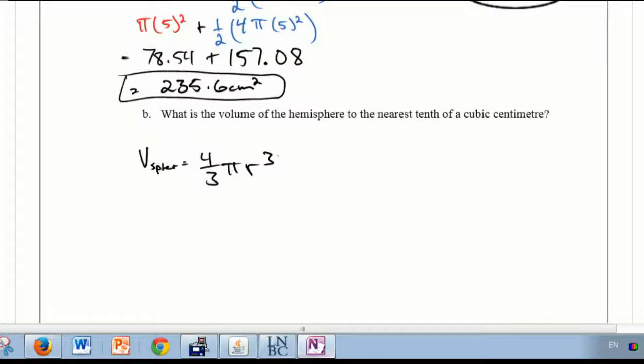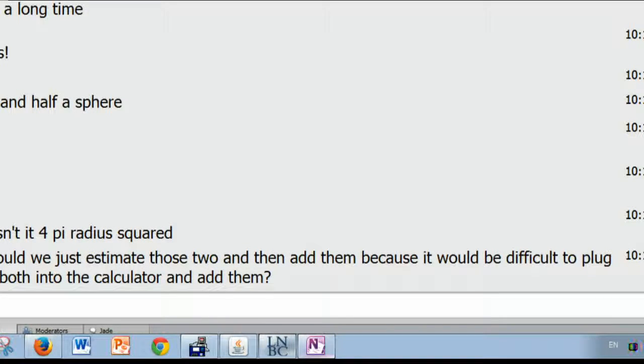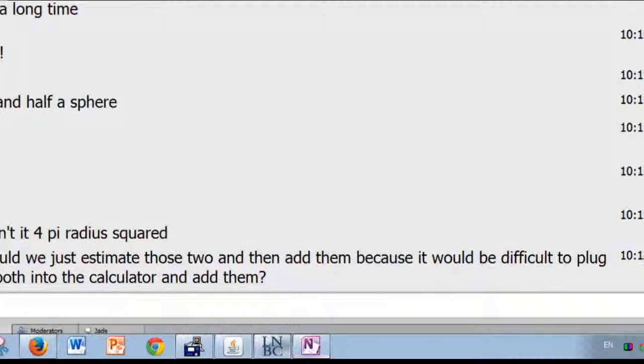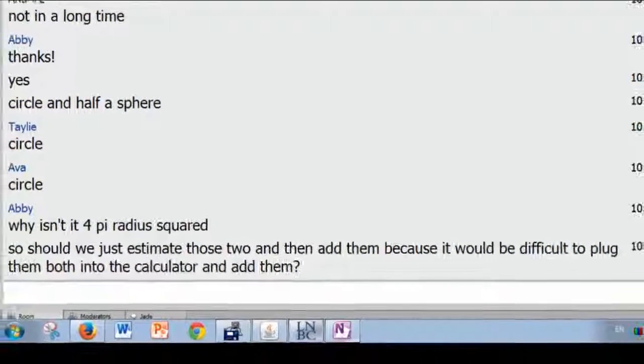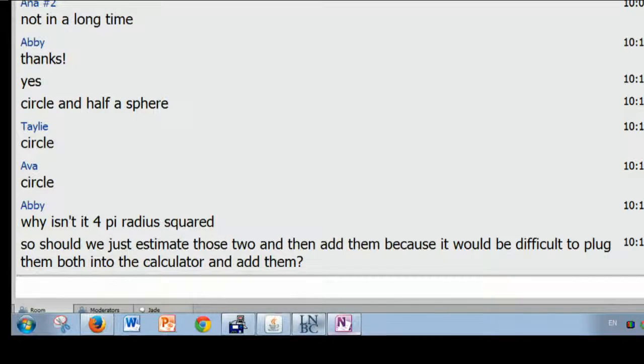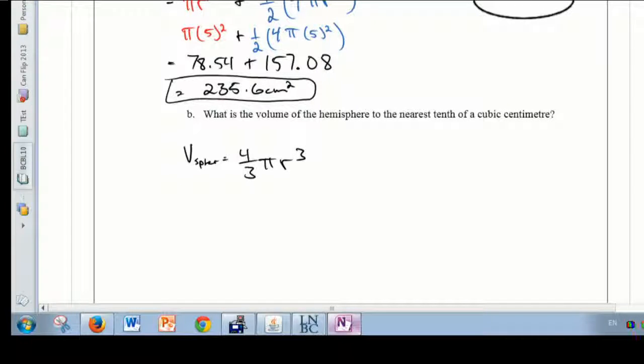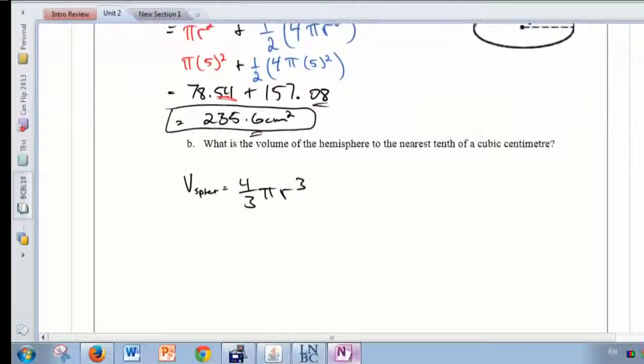Yes, Abby, asking a really good question about would we estimate those two and then add them, because it would be difficult to plug them both into the calculator and add them. Yeah, we can, I would just maybe carry 2 or 3 decimal places on my screen. Or you notice that when I actually did the question, it asked for the nearest tenth, but when I was doing the question, I kept to the hundredths column. That way, when I rounded, I knew I was going to round to the tenths column. So just kind of a way to make things a little bit easier.